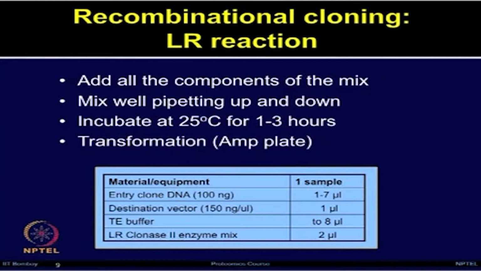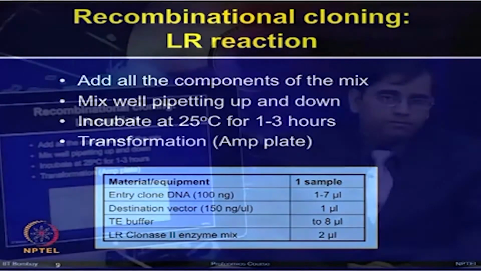Again, to perform the experiment in the laboratory, one needs to take the entry clone DNA obtained from the BP reaction, around 100 nanogram will be optimal. Then you need a destination vector, a vector of your choice in which you want to insert this gene of interest, around 150 nanogram per microliter. You need TE buffer and you need LR clonase enzyme mix. Again, these volumes are just to begin with, and they can be modified according to the reaction requirements.